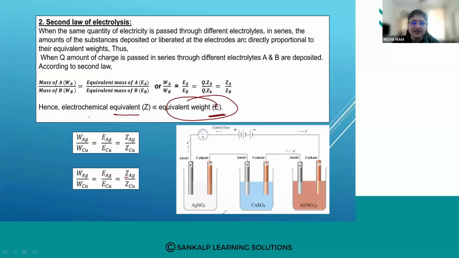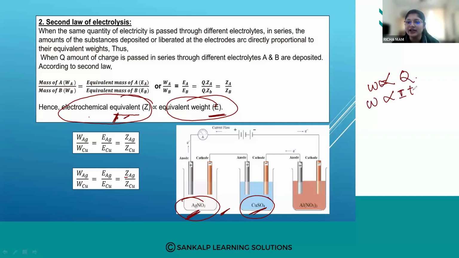The electrochemical equivalent is proportional to the equivalent weight also. So whatever amount of substance is deposited is directly proportional to the equivalent weight. We got this from the first law: the amount of substance deposited is directly proportional to Q, where Q is I into T, I is the current in ampere and T is the time in seconds. Removing the proportionality sign, W equals Z into I T.